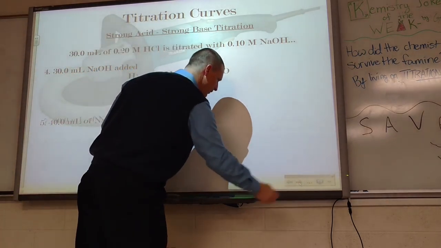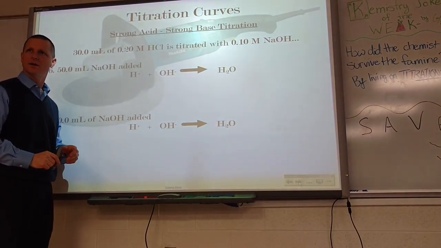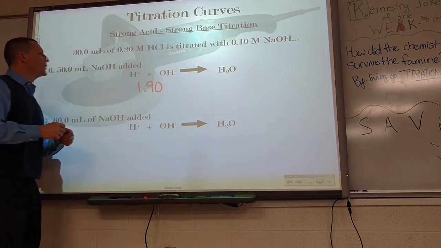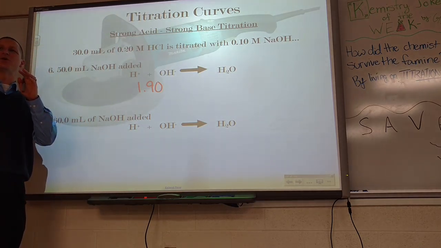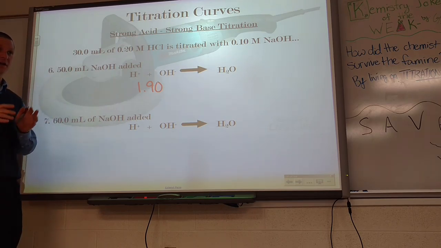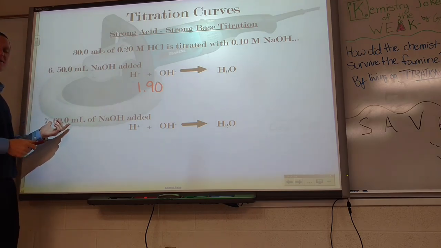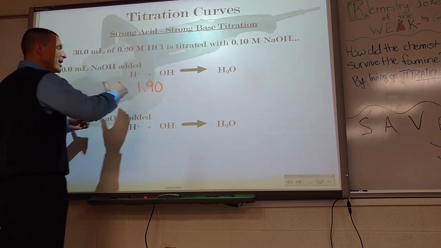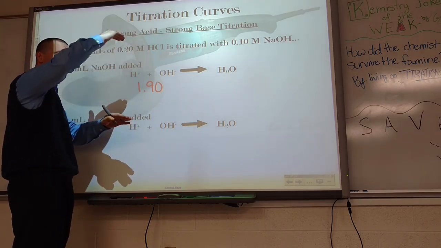Karthik Park, what do you have for your data point? 1.90. So, we're now right up at the edge of the equivalence point. Still very acidic. 1.9 is still a very acidic solution, even though it's close to the equivalence point. Then we get to point number 7, and you get a pH of 7. So it has jumped from 1.9 up to 7.